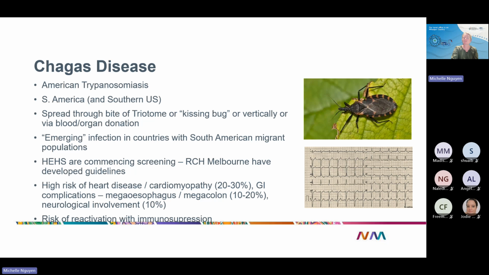People from endemic countries can donate plasma in Australia, but they can't donate other blood products because of the risk of transmission through blood. So it's really considered an emerging infection in countries with South American migrant populations. I attended a really interesting talk by a visiting professor from Spain, who, because of the common language, does have a lot of South American migrants, and she talked about it as being this emerging infection.